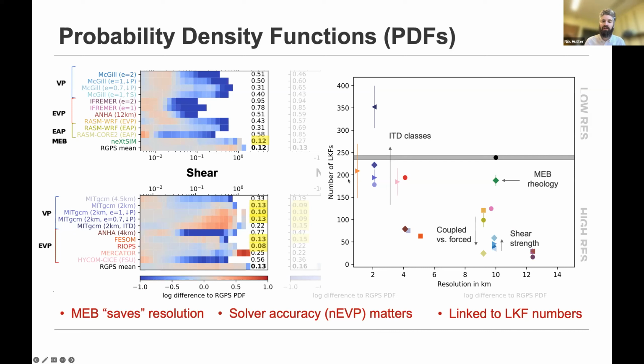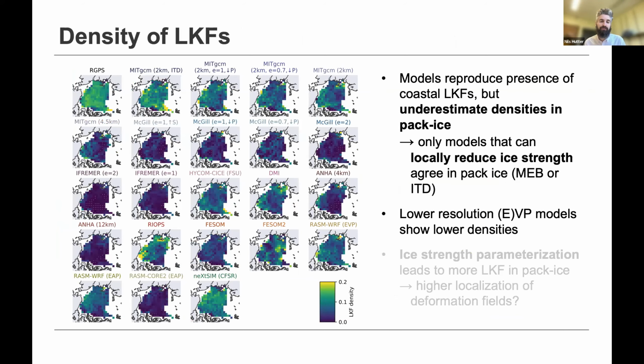Going ahead from the number of LKFs, which basically means how many we resolved, we can also take a look at where we resolve those. That would be the density of LKFs. Here are a number of panels for each of the different simulations participating. In the uppermost left corner, you see the satellite observations from RGPS. And you can see that in observations, LKFs are quite homogeneously distributed over the Arctic Ocean. There are slightly higher values in coastal regions, and also slightly higher values in the Beaufort Sea, but overall it's a quite homogeneous distribution.